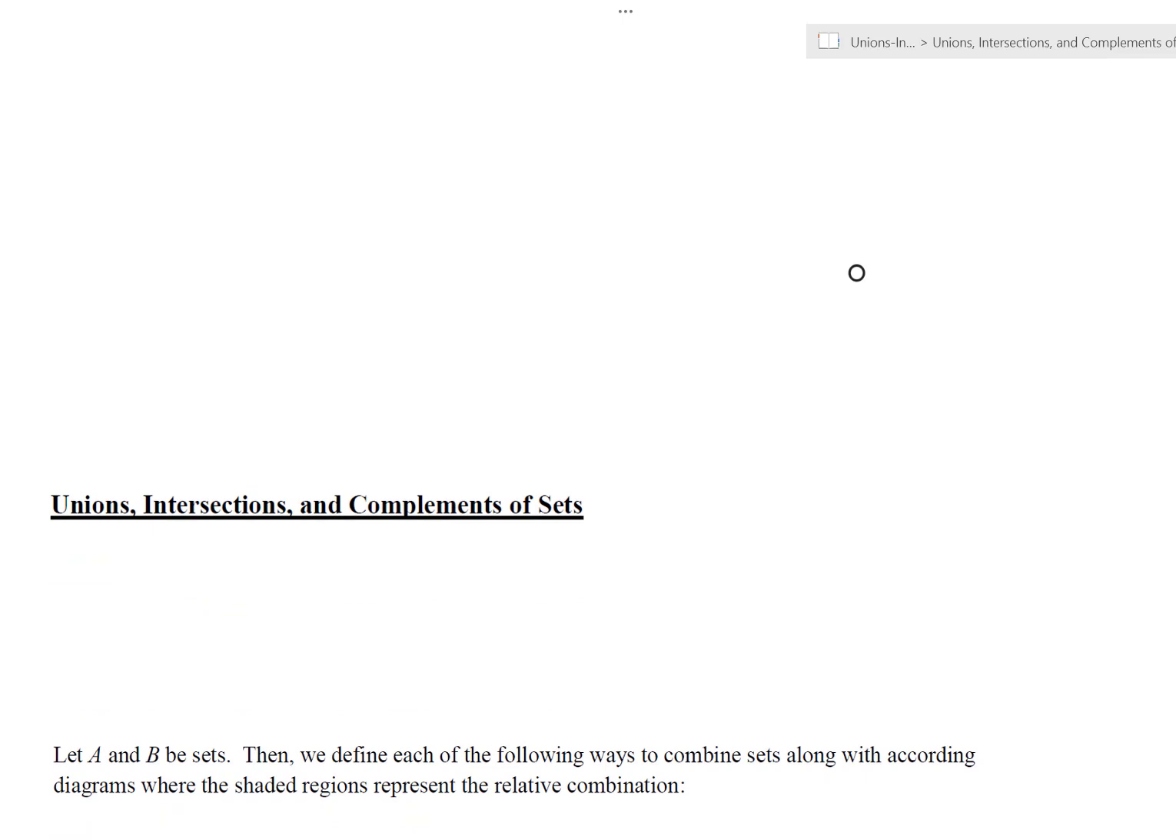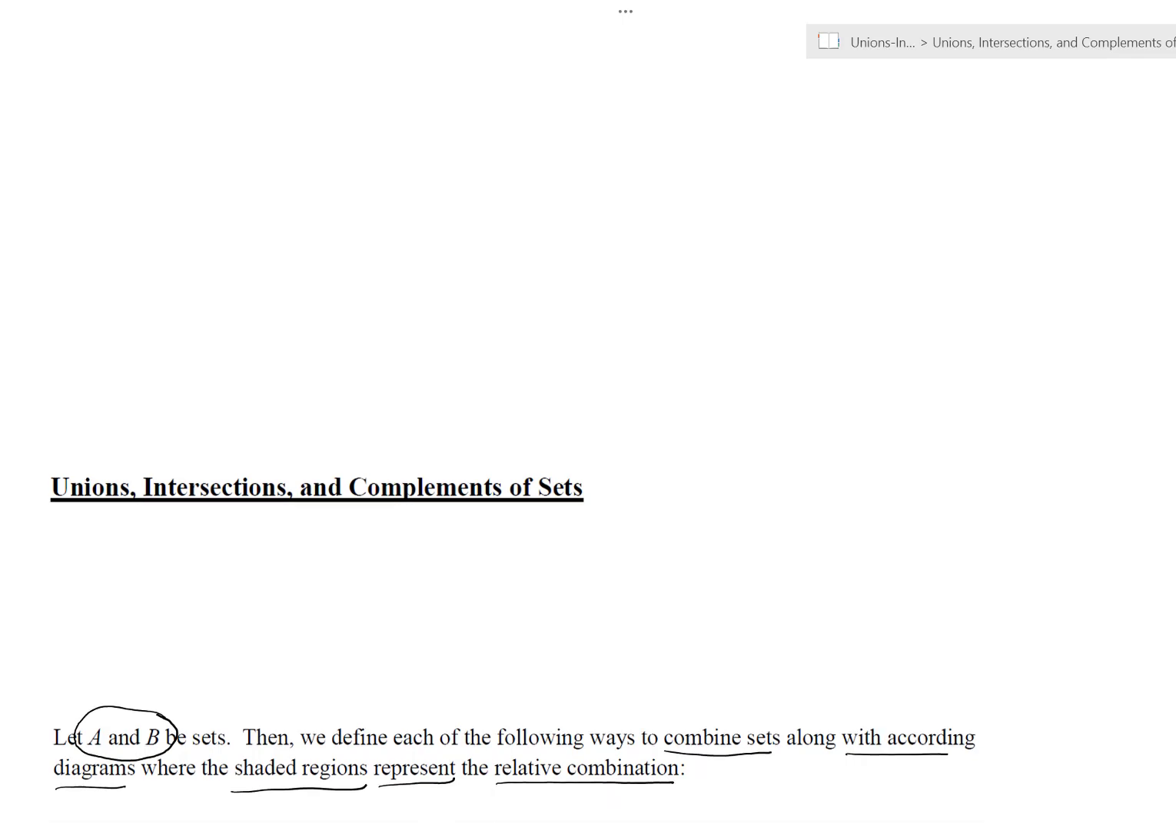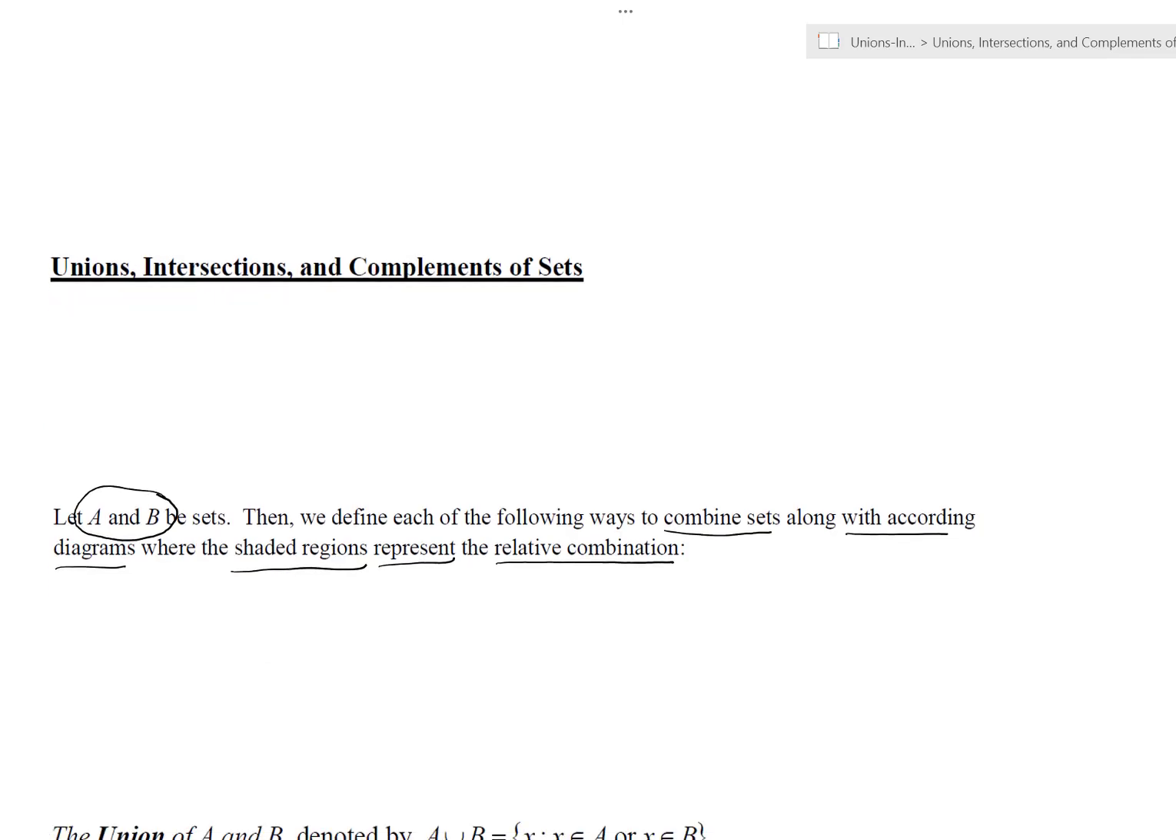Little setup here. We're going to let A and B be sets. And then we're going to define each of the following ways to combine these two sets. And we're going to show some diagrams to help us visualize what's going on. In the diagrams, the shaded regions are what's going to represent the combination that we're talking about. So we've got these two sets, A and B.